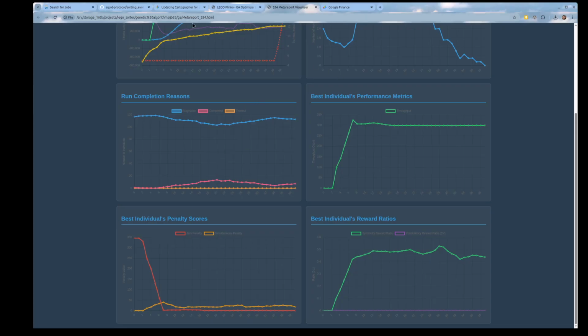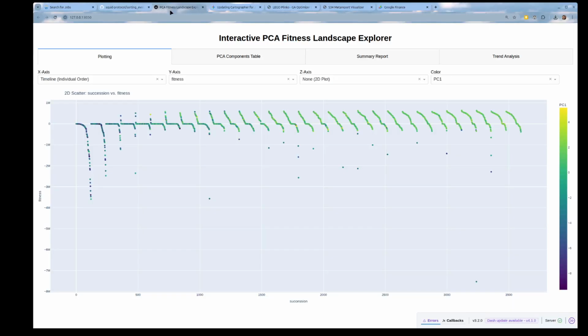All right, what else can we do here? Let's stop this. Let's go to the cartographer. We're going to put this into this window here.